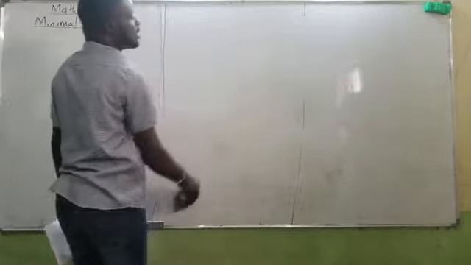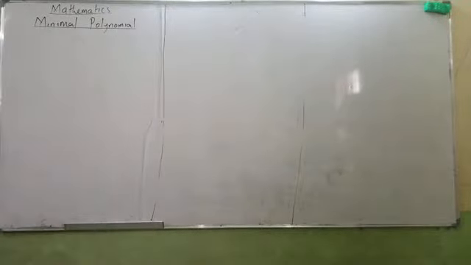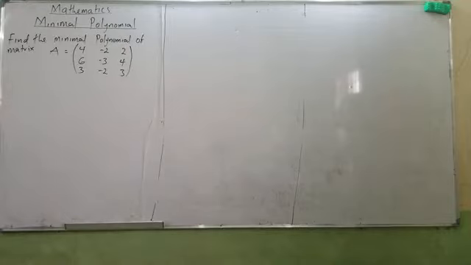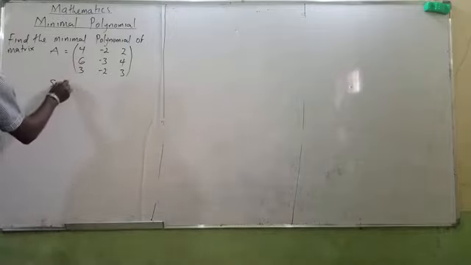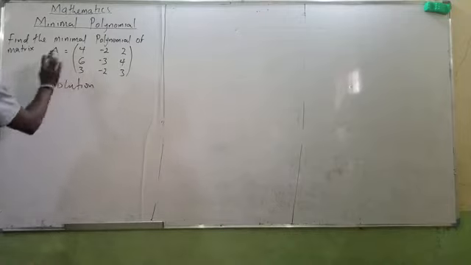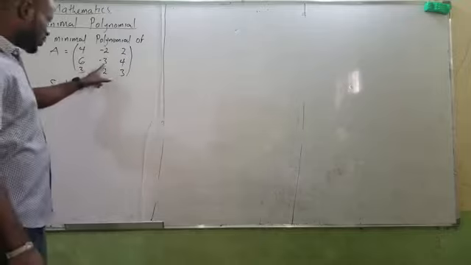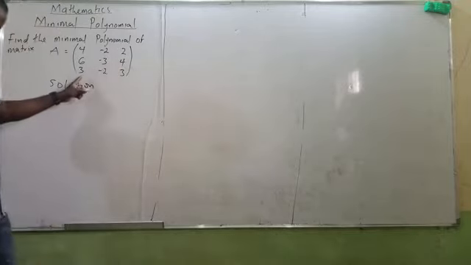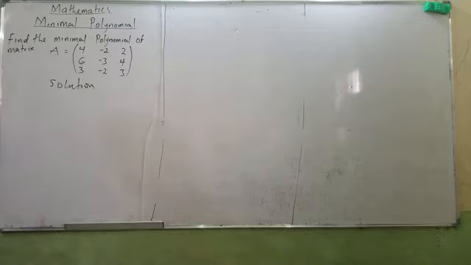Okay. Now, I have this question. Let's try to work on this question. Find the minimal polynomial of this. Now, solution to this problem. This is A, which is equal to 4, minus 2, 2, 6, minus 3, 4, 3, minus 2, 3. Now, how do I solve this problem?